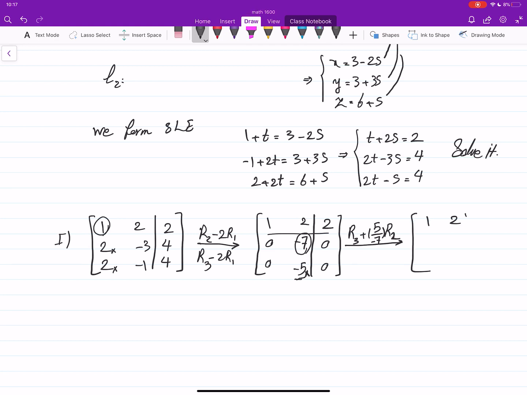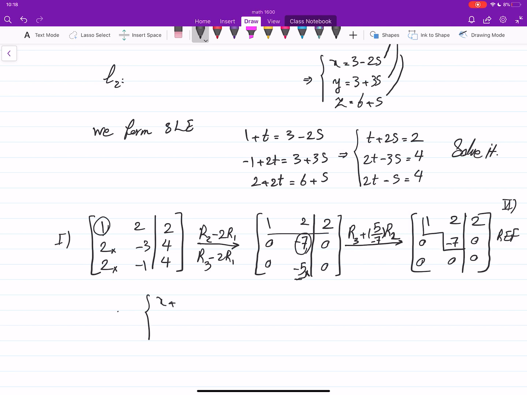This is 1, 2, 2; 0, negative 7. We are not changing row 2. Row 3 will be, negative 7 times 5 over negative 7 will be 5, added to negative 5 is 0. This is now row echelon form. Now that we have row echelon form, step 2 is done. Step 3 is to write back the equations.